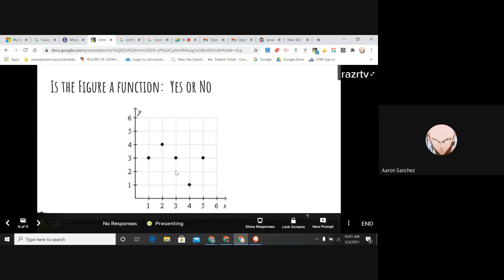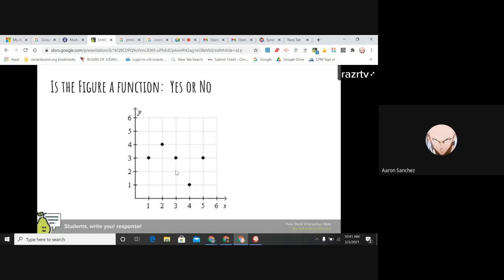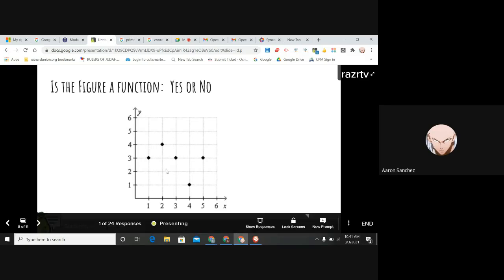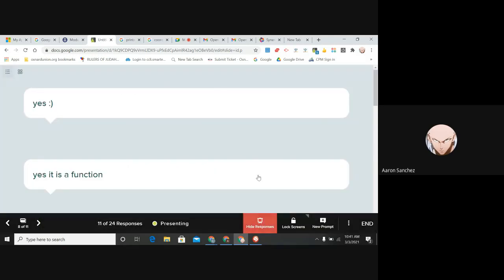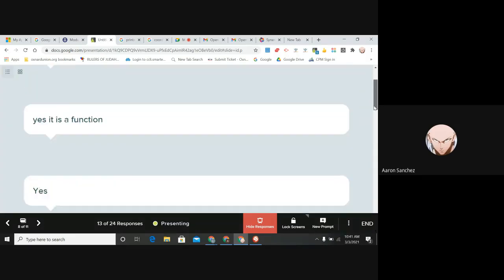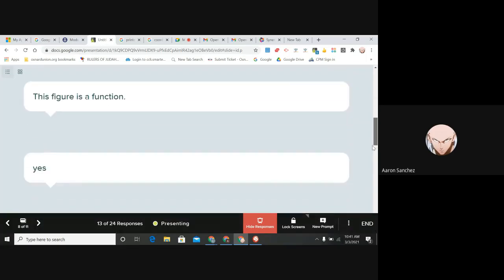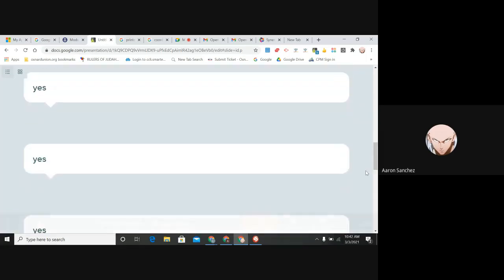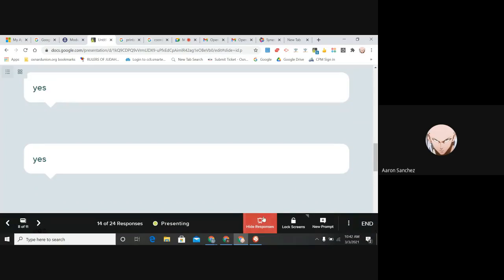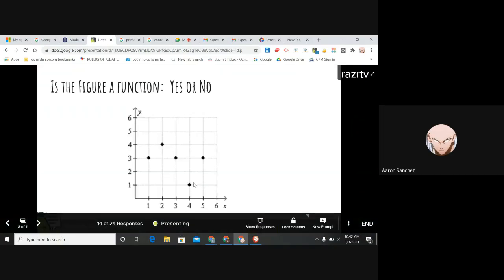Okay, can you write on this one? Is this a function or not? Oh, you can. So yes or no? What do you guys think? Can you draw a line straight up and down and hit two dots? So yes or no? I'm going to look at your responses. 50-50 chance. We got a couple yeses. Yes. This figure is a function, because if I drew a line, it's only going to hit 1 point. If I had a dot somewhere under here, it would not be a function.